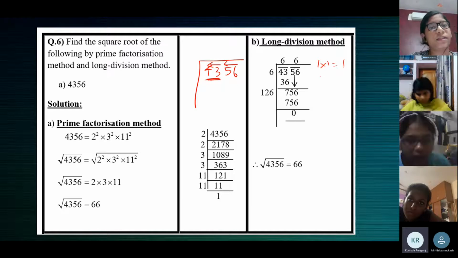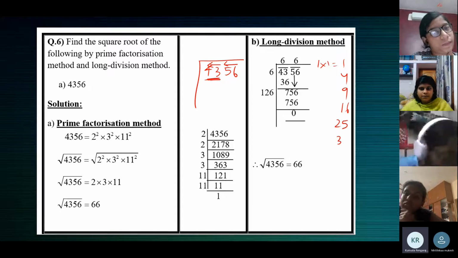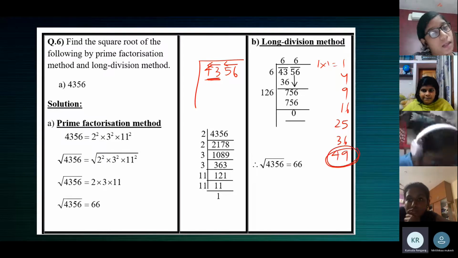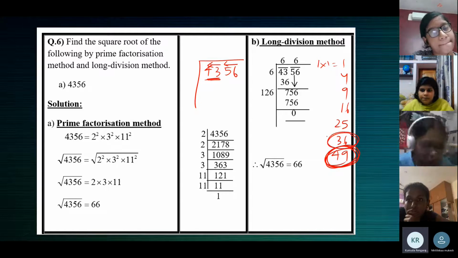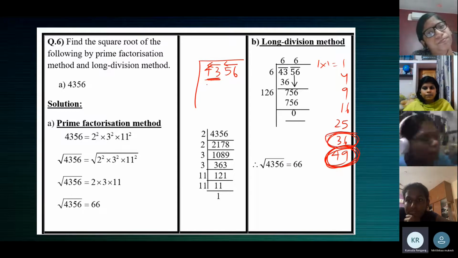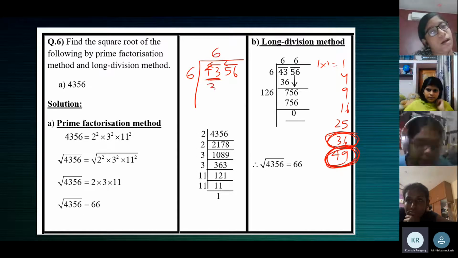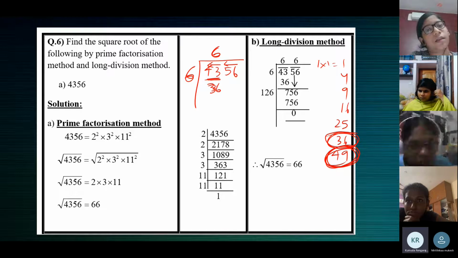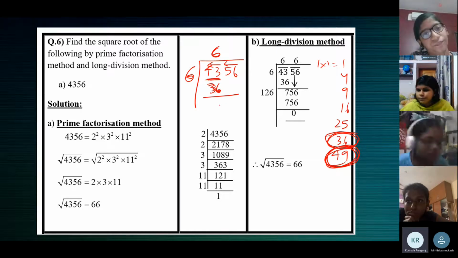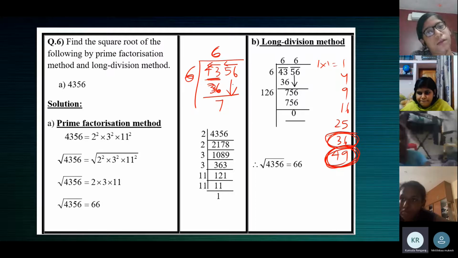So 1 into 1 is 1, 2 2s are 4, 3 3s are 9, 4 4s are 16, 5 5s are 25, 6 6s are 36, 7 7s are 49. No, this is more than 43. So 6 6s are 36, the square number closest to 43. So how do we write this? 6 6s are 36, and subtract as usual. 7 is the remainder. Bring the next pair down.